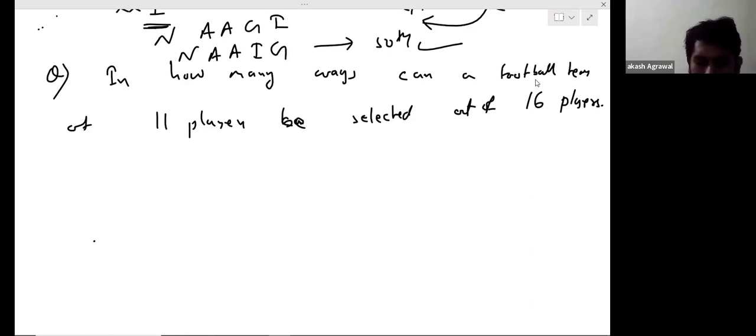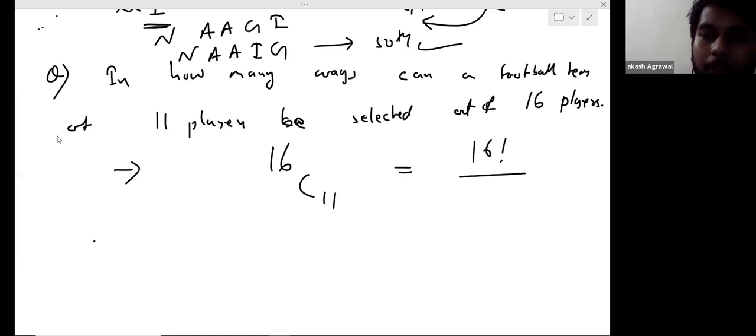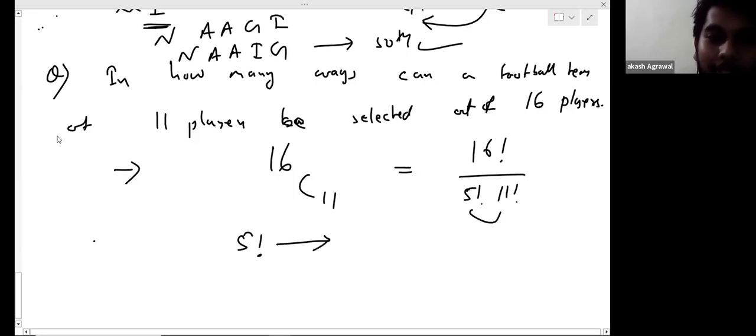16 factorial by 5 factorial 11 factorial. 16C11, right? Yes. So 16 factorial by... Did you multiply this, 5 factorial and 11 factorial? No, you cannot do that. Why, sir? Because 5 factorial has a life of its own.